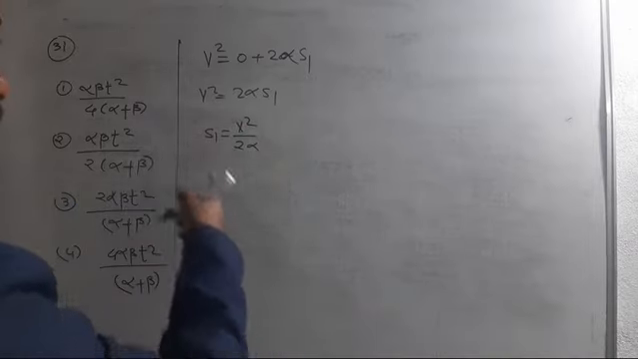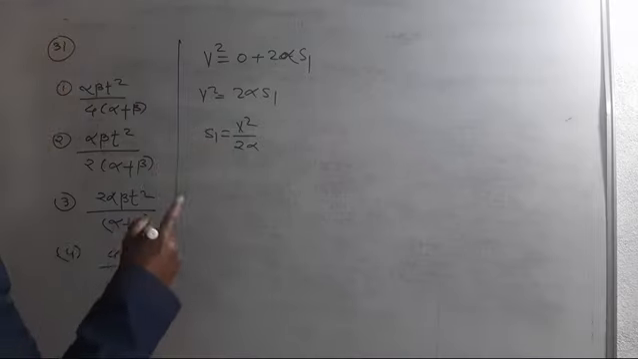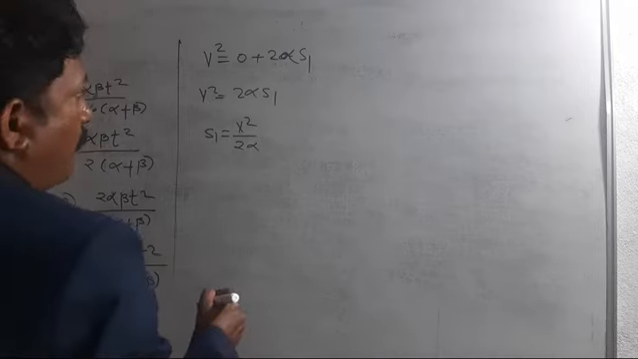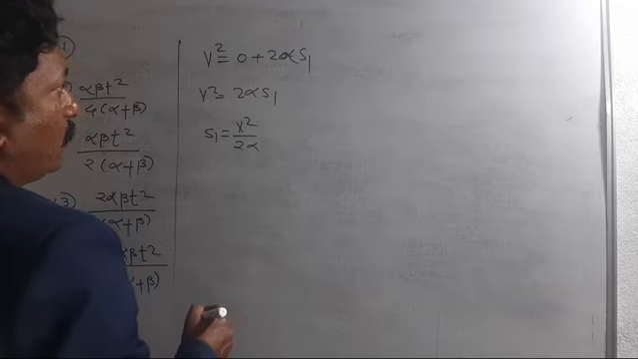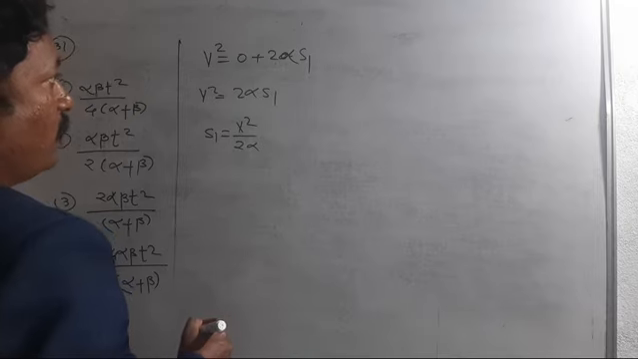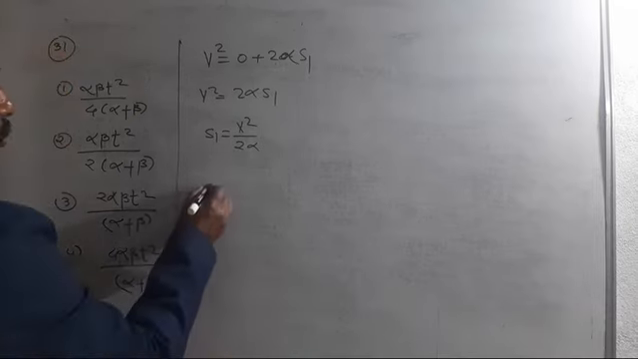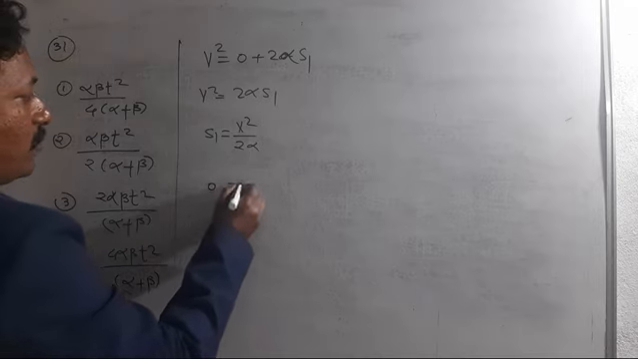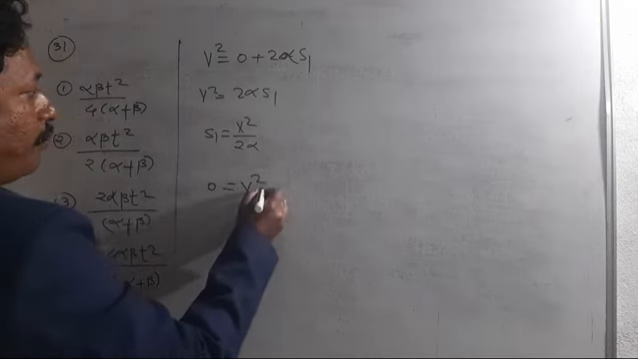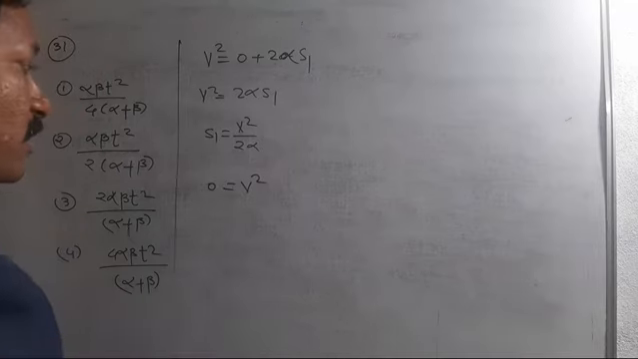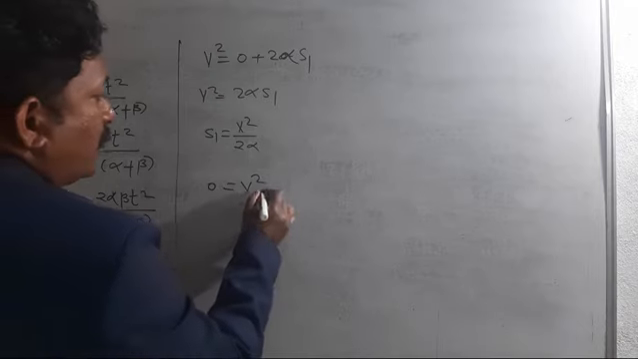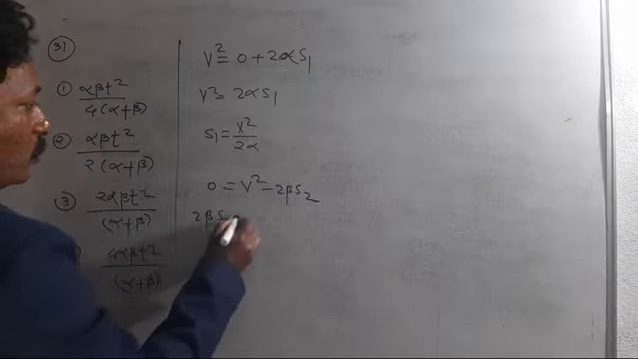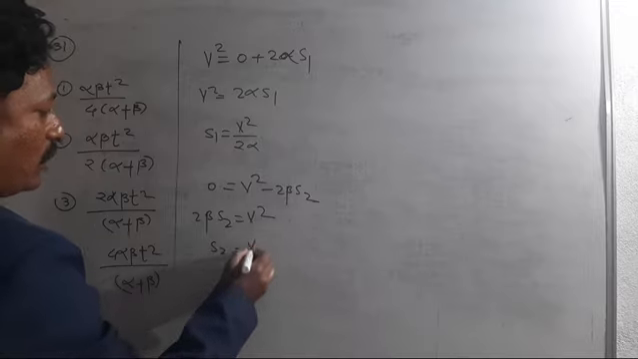Use this expression in the second term. Initial velocity is v, final velocity is 0, right students? Final is 0 because it is at rest. So 0 is equal to v square minus 2 beta s2, because in this journey retardation takes place. So 2 beta s2 is equal to v square, that is s2 is equal to v square divided by twice beta.